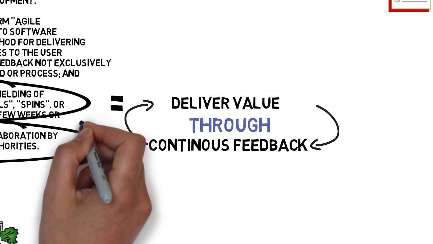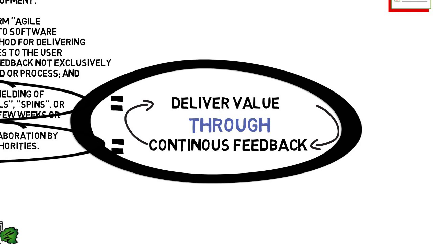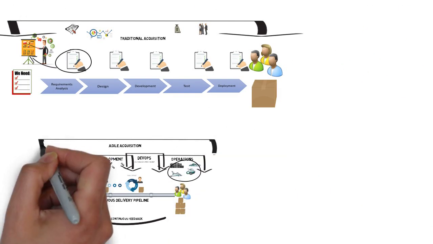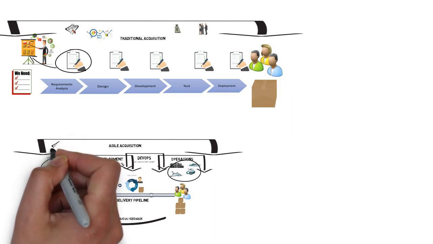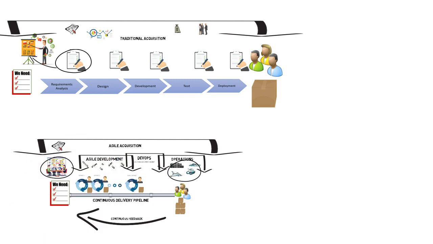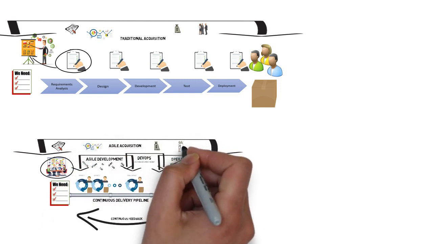This complete process shouldn't seem new. In fact, all we're really doing is delivering value through continuous feedback. This complete process is referred to as Agile acquisition and contains the same elements as we saw in the traditional approach. An Agile acquisition approach still requires contracts, metrics to track progress, funding, and a culture that supports an Agile acquisition approach.